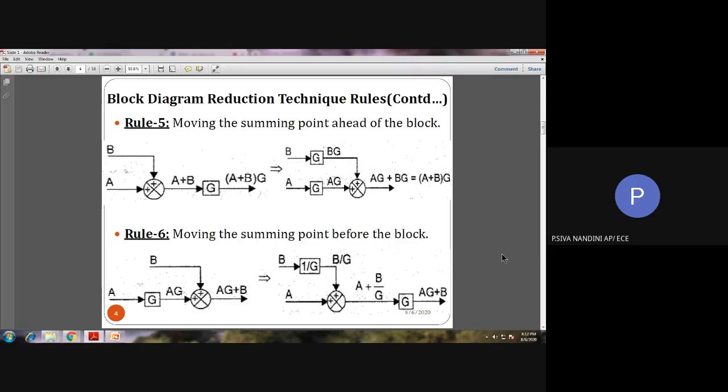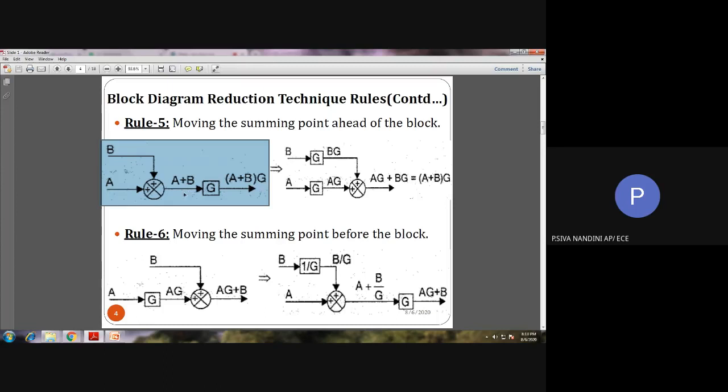Next, we shall see rule number 5. Here we have two signals A and B. These two inputs A and B are fed to a summing point with positive signs. So A plus B is the output obtained from this summing point, and this A plus B is given to the block G. So after this block we will have A plus B into G.